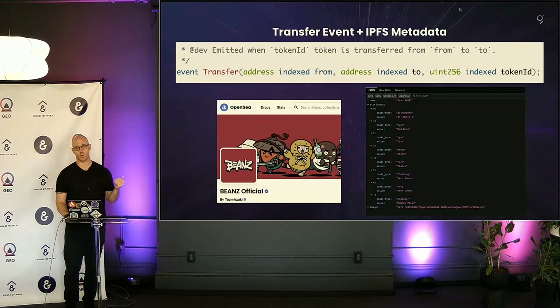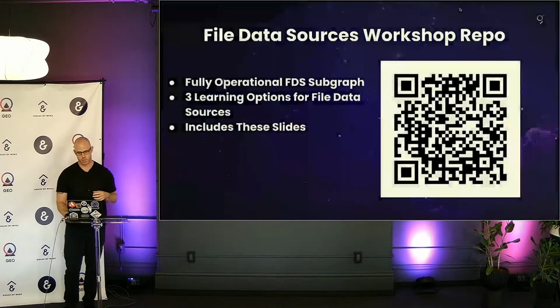I just went through OpenSea and I found an NFT. This is Beans Official. And really this is what we have: this transfer event coming through on-chain, and then this is the metadata that we want to bring in from IPFS. So let's get into it. Like I said, this is the repo. We're going to walk through this all together, seeing how this works.